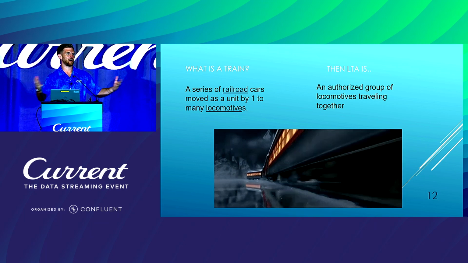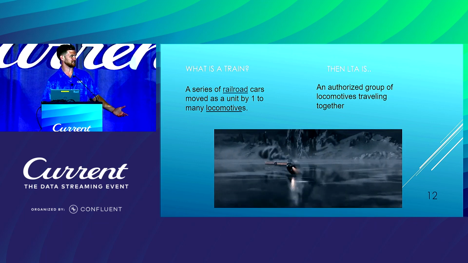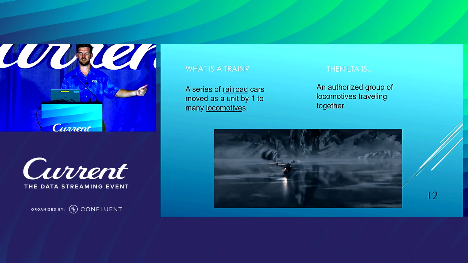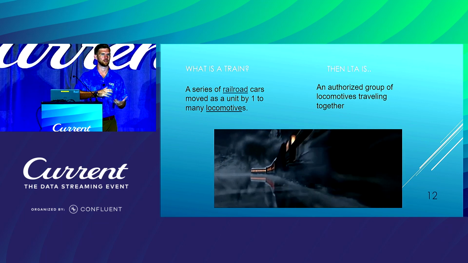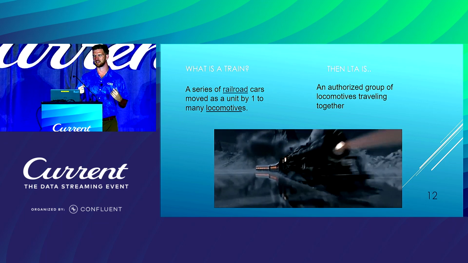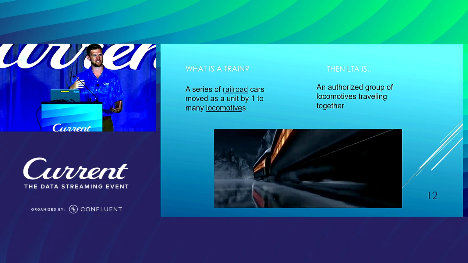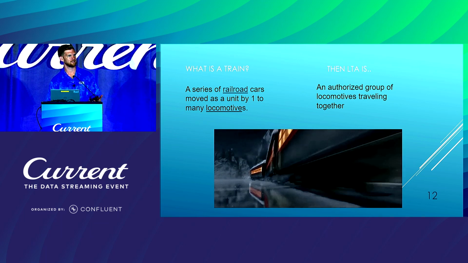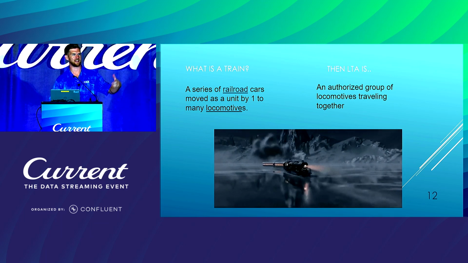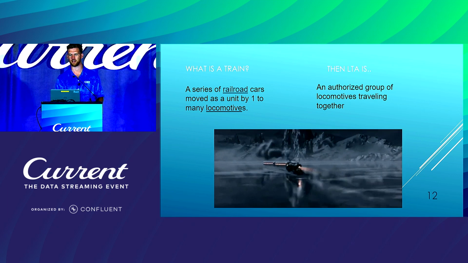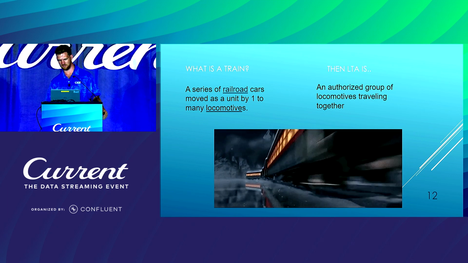So it's a concoction. A train is a group of objects, which makes LTA an authorized group of locomotives traveling together, essentially. That authorization is really the key piece. Think of it sort of as a rental car. You have a reservation, and you need some power to move from A to B. Similar to that, you don't really know what you're going to be driving until you show up the day of.